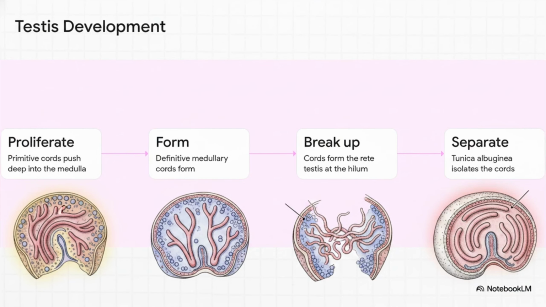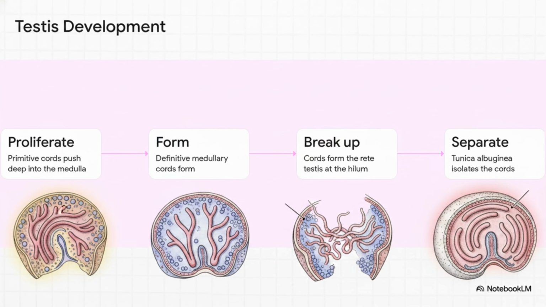All right, so we're under the influence of the SRY gene and the testis-determining factor. Here's the step-by-step cascade. First, those primitive sex cords keep proliferating, pushing way deep into the medulla of the gonad. Second, they mature into definitive testis cords. You'll also hear them called medullary cords.